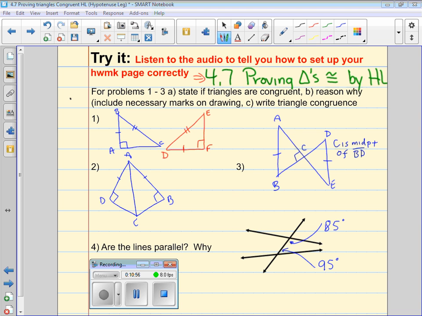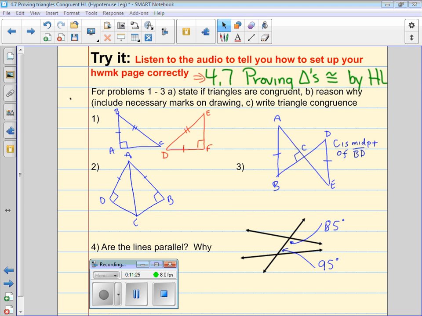In the future I'll make sure I have the title. In this case, it's 4.7 Proving Triangles Are Congruent by HL. Make sure you have that across the top. You're not writing that at the last moment when you come in the door. You're starting your homework with all this information at the top. Then you're going to copy the problems onto your paper and neatly show your work. In this case, for problems 1 through 3, it says state if the triangles are congruent, give the reason why, include necessary marks in your drawing, and write the triangle congruence.